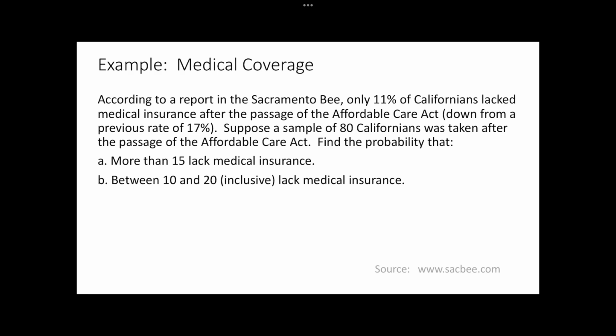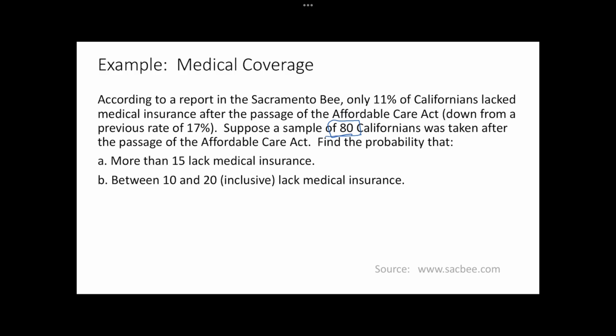So, do we have a fixed number of trials? Yes, we are taking a sample of 80 Californians. On each trial, are there only 2 possible outcomes? Yes, the possible outcomes are that either they lack medical insurance or they do not lack medical insurance.